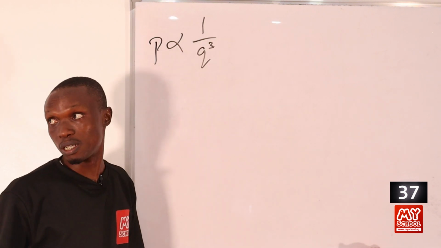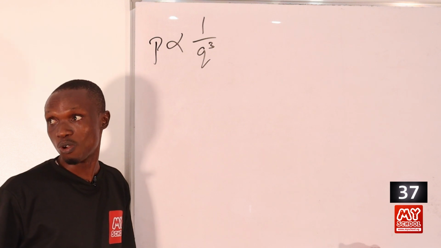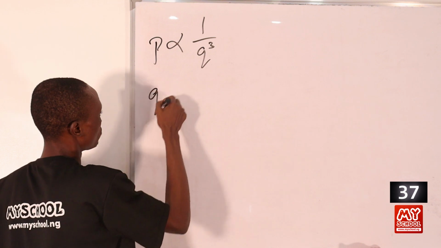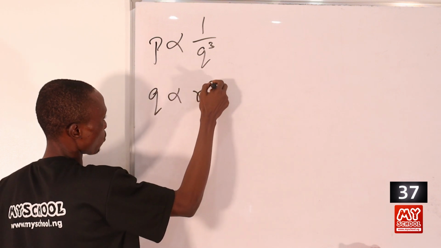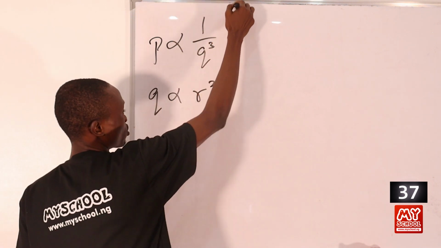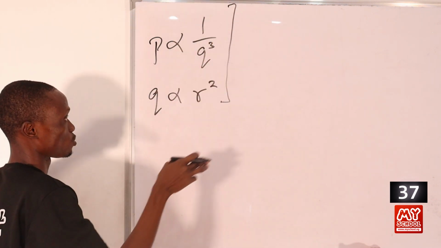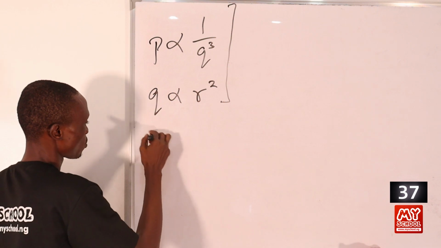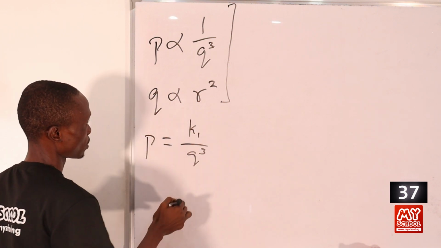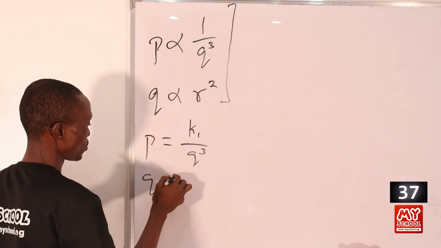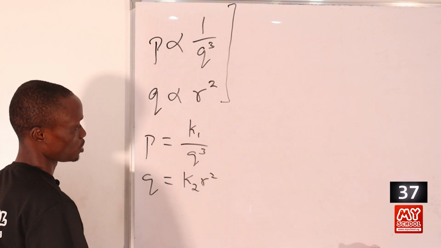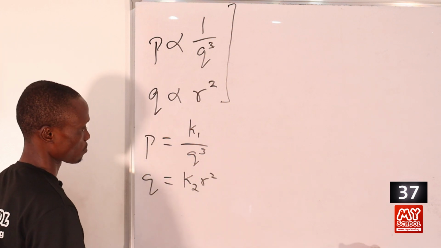Then the second statement says Q varies directly as the square of R. Of course, we can't work with this. This is just showing relationship, so we have to introduce a constant. So P will be equals to K1 all over Q cubed, and Q will be equals to K2 R squared. So we have introduced the constant, right?